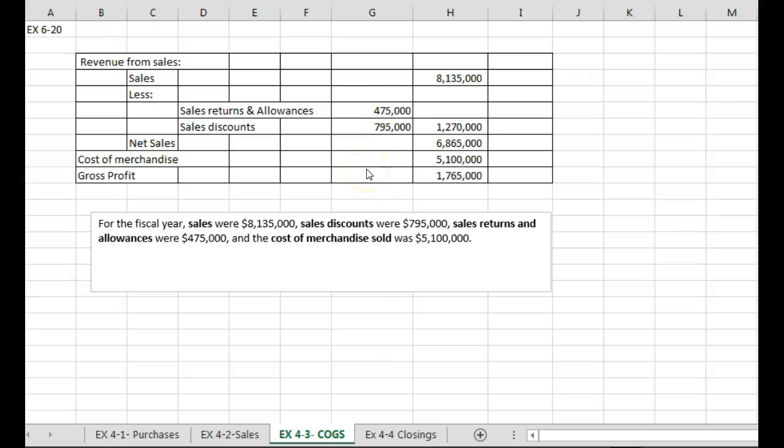Okay, now we have the cost of merchandise sold down. Now we're going to move to the dreaded closings.